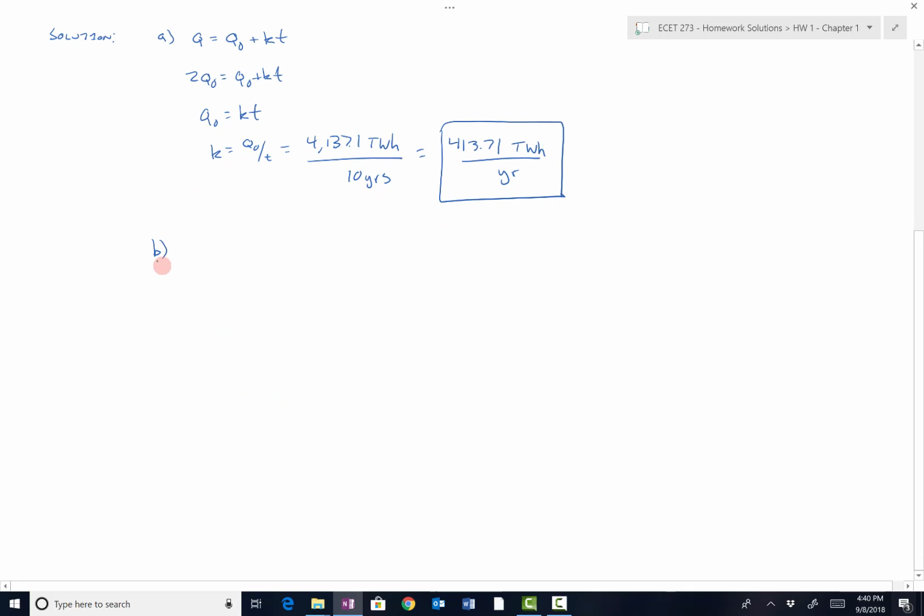In B, we're asked to apply the exponential growth model. The exponential growth model is Q is equal to Q0 times (1 plus alpha) raised to the t. So here we've got a doubling, so we can make that substitution there. We divide both sides by Q0. We're left with 2 is equal to (1 plus alpha) raised to the t. We want to get alpha by itself, so we've got to get rid of this t somehow. So we'll do that by using the natural log.